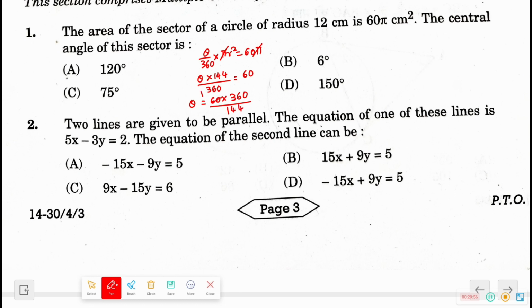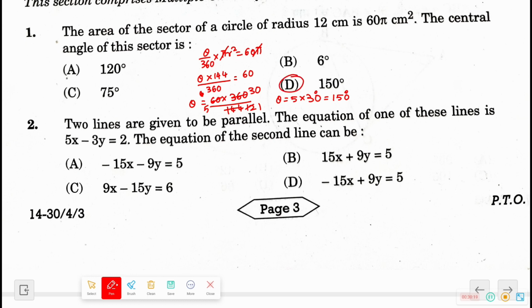Now 60 ones are 60. Directly we cannot divide by 60, so use the 12 table. 12 fives are 60. Again 12 ones are 12, 12 thirties are 360. So we get theta is equal to 5 into 30. 5 into 30 is 150 degrees. 150 degrees is option D.